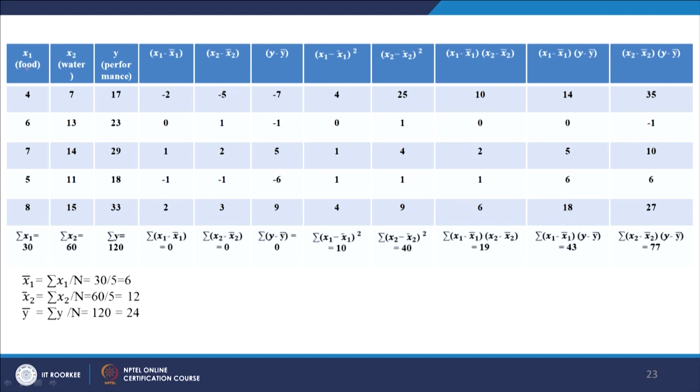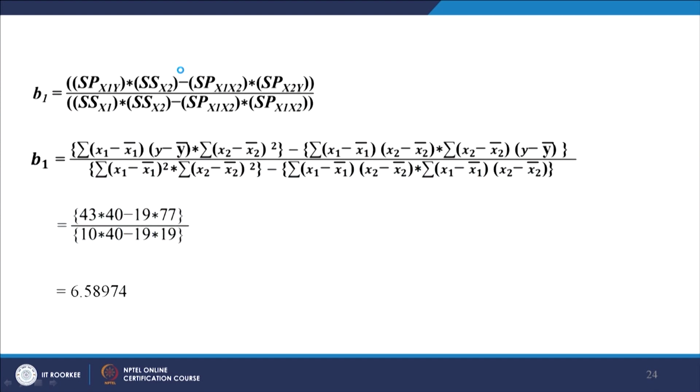So I have x1 as food, x2 as water, and performance is my y. These are all the values that you see. The summation of x1 is 30, the summation of x2 is 60, the summation of y is 120. Now, x1 minus x1 bar. If I show you the formula first, why do I do it? This is the formula, how do I measure?